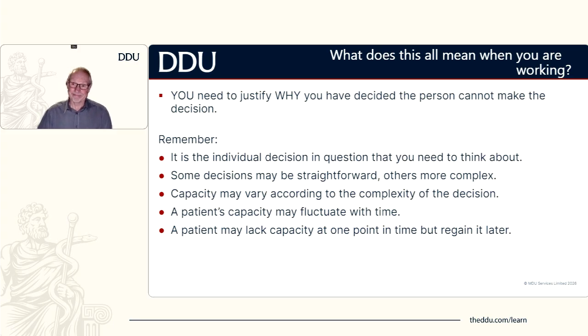So, okay, what does this all mean when you're working? It's you who needs to justify why you have decided the person cannot make the decision. So remember, it is the individual decision in question that you need to think about. Some decisions may be straightforward, others more complex. Capacity may vary according to the complexity of the decision. A patient's capacity may fluctuate with time, and a patient may lack capacity at one point, but regain it again later in the future. So it's just bearing in mind all of these points when you're working in clinics.